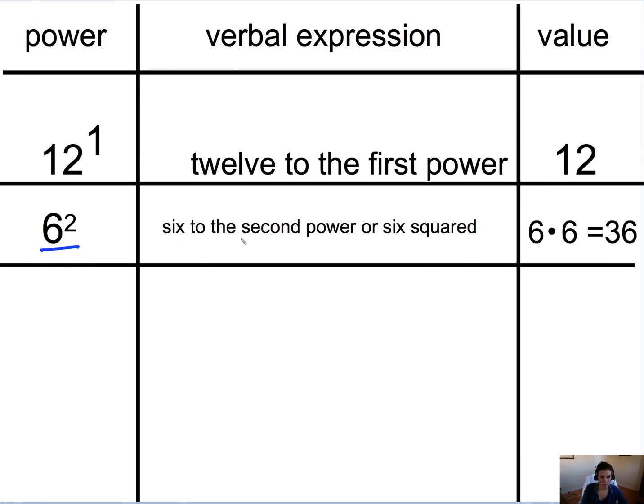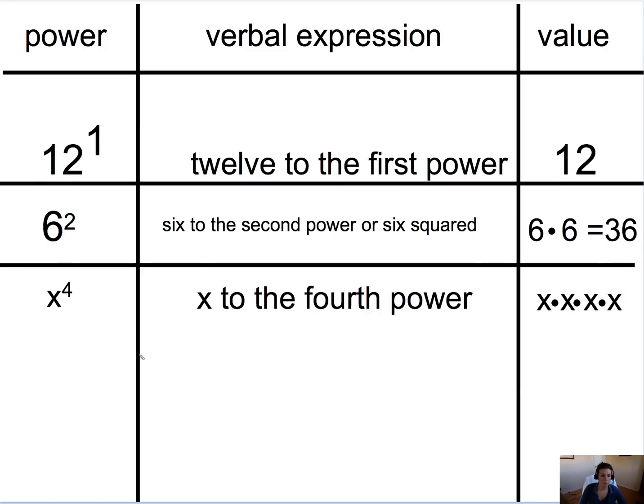All right, let's look at the next one. This you would say 6 to the 2nd power, or with 2nd power we have a little shortcut and we could say 6 squared. Most often you'll hear people say 6 squared, but you could say 6 to the 2nd power. And what that means is we're taking the base, which is 6, and multiplying it by itself 2 times. So 6 times 6, and what that equals is 36.